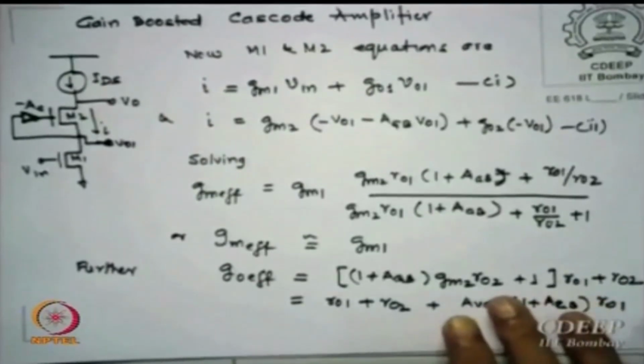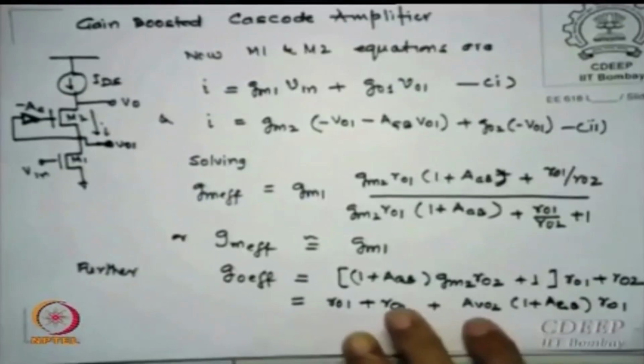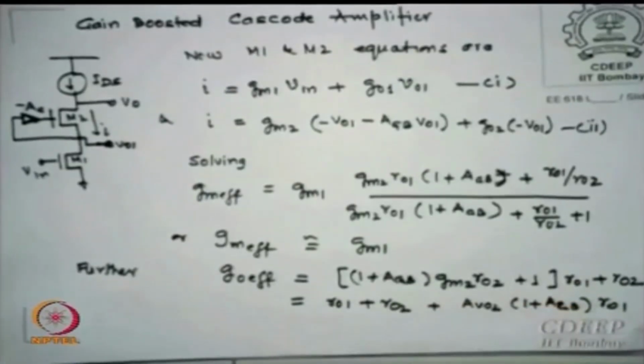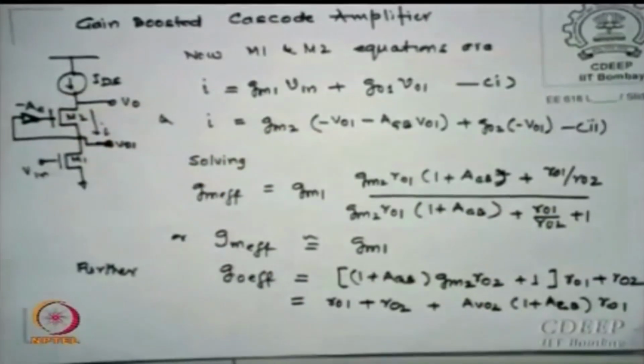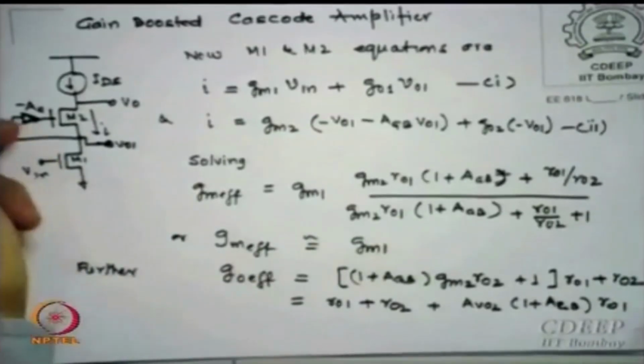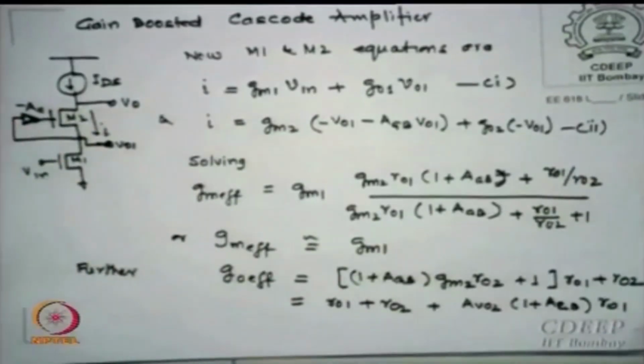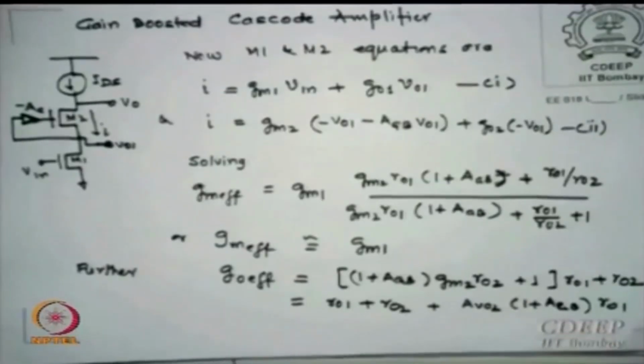Earlier this AGB was not there, isn't it? So it was AV2 times RO1. So the resistance was only boosted by the gain stage of this normal cascode. Now that itself is getting multiplied by the gain of the boost stage. Is it okay to you? Not clear? I am only substituting where it was 1 plus AGB, and rewriting the same. So now how much is RO effective? It is precisely AV1 times AGB times RO1.